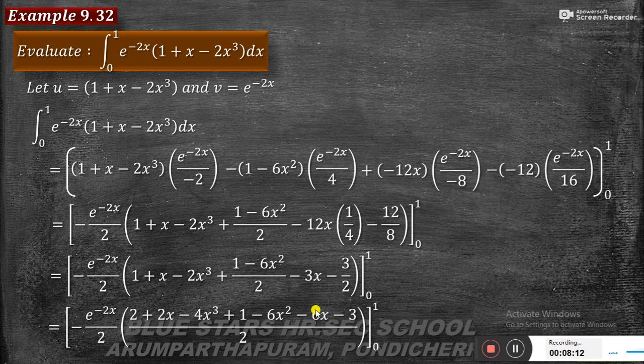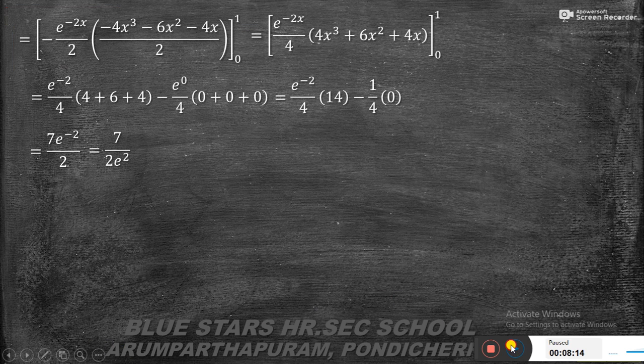So the next step: this is the next step, that means minus e^(-2x)/2 times (minus 4x cube minus 6x square minus 4x), by 2, from 0 to 1, equals. You see, all the terms are minus, so one minus sign you take outside, so minus into minus is plus, e^(-2x) by 4x cube plus 6x square plus 4x, the limit is 0 to 1.